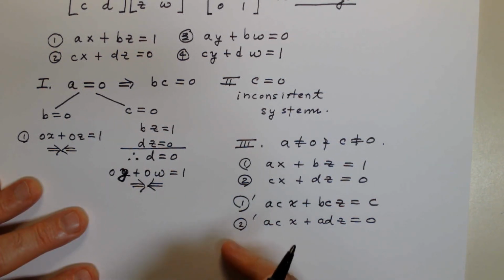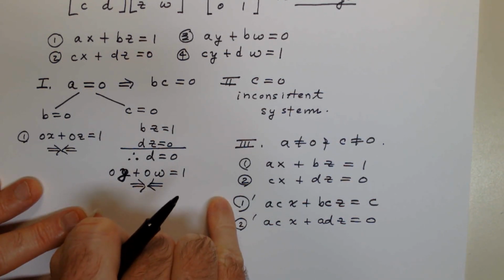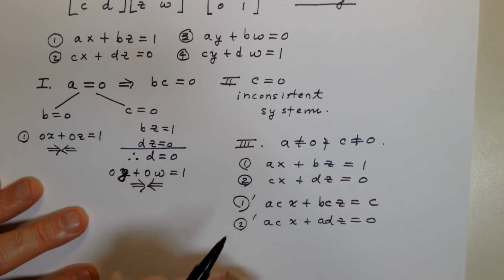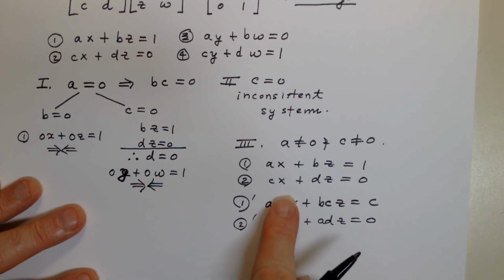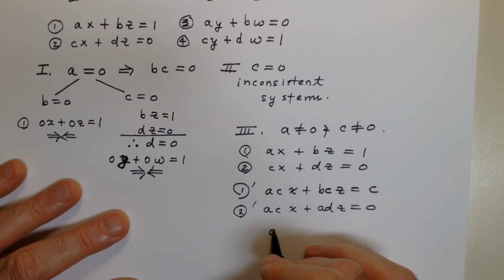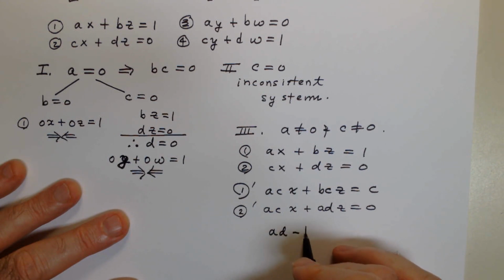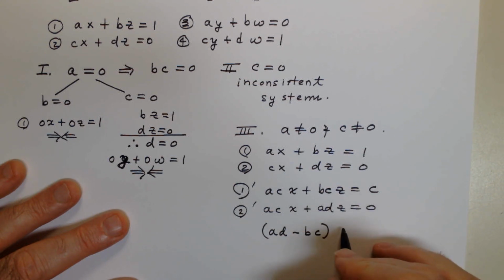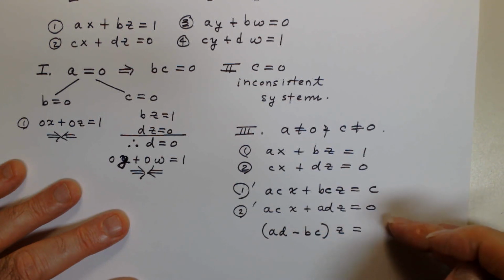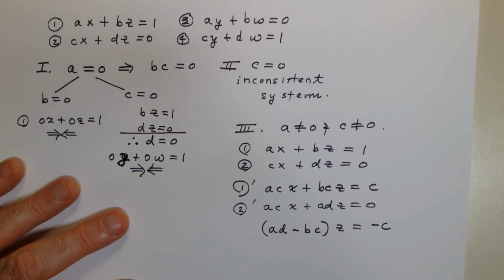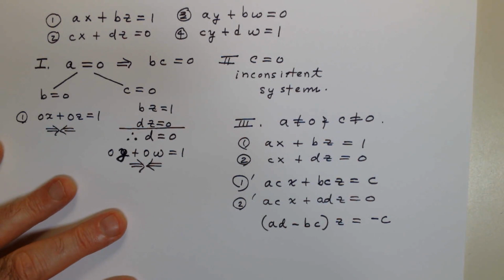And now what I'm going to do is take equation 2 prime and subtract equation 1 prime. So I'm going to subtract these equations and I'm going to eliminate this variable x. All right, so let's do that. On this left-hand side, I can factor out the common z. And on this right-hand side, I'll have 0 minus c. So I get this equation, AD minus BC times Z equals negative c.